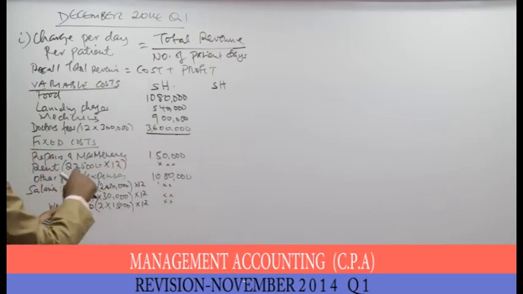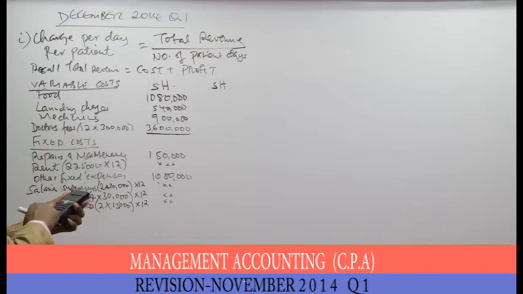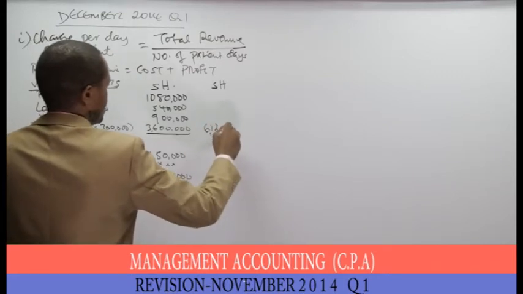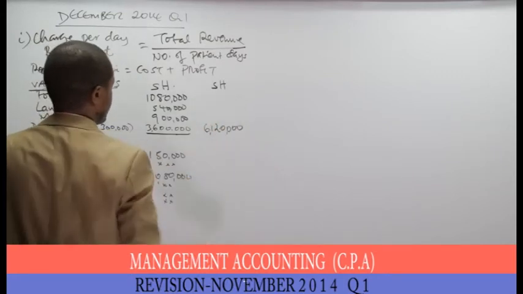So we'll get the total variable cost. Add 900,000 plus 540,000 plus 1,080,000. That's equal to 6.12 million. That is the total variable cost.